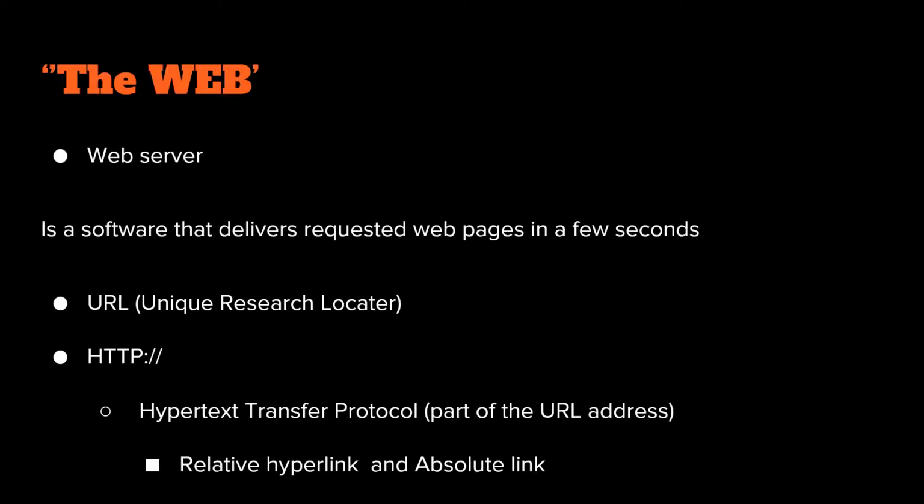A web server is the software that delivers requested web pages in a few seconds of searching. Each web page on a website has a unique address called a uniform resource locator. A URL consists of a protocol, domain name, and the path to a specific web page. Most web pages begin with http://, which is the hypertext transfer protocol, the communications protocol used to transfer pages on the web.